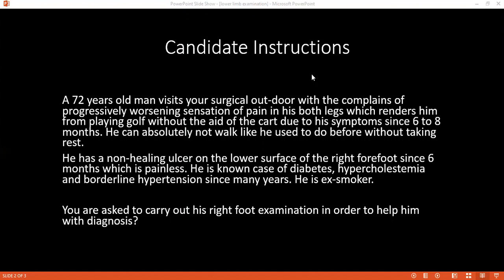Okay, and did you check for the temperature? Because I wrote that the patient has a non-healing ulcer. So did you feel for the... Yes, ma. I checked for differential warmth, ma. Okay. Right. Anything else?